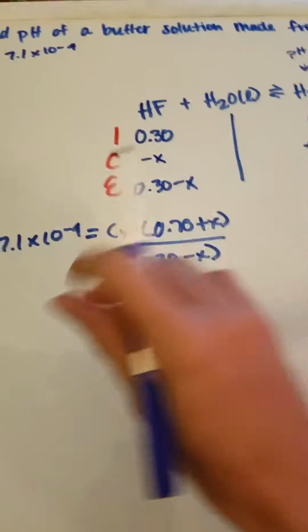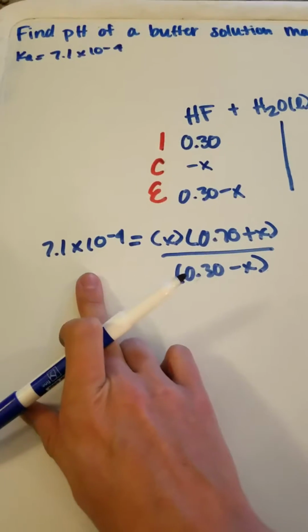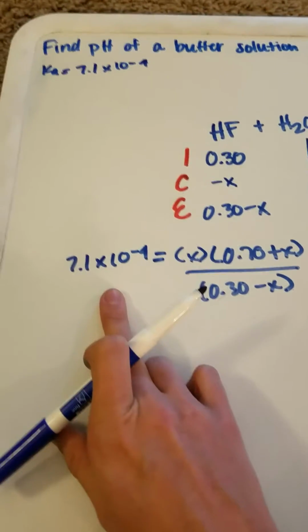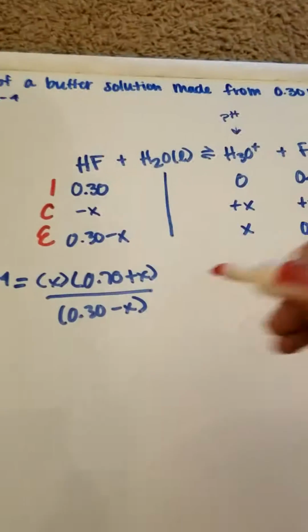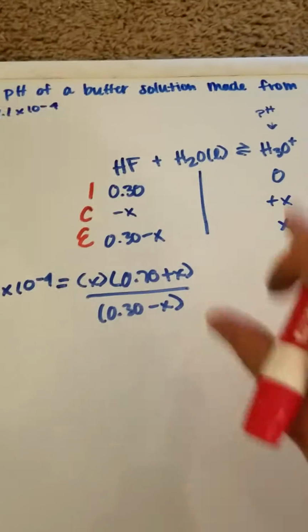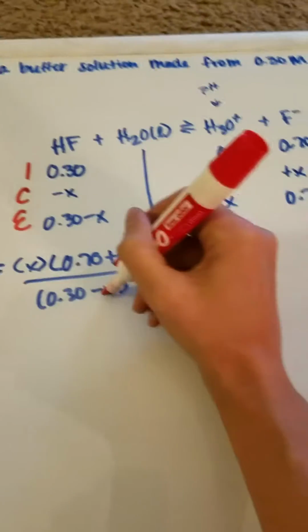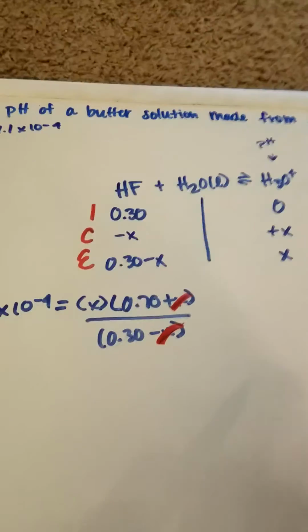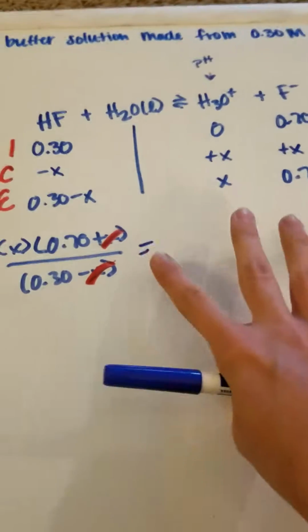So if our Ka is pretty small, I mean that's a pretty small number, 0.00071, I think that's a pretty small number. So in order to ignore some of the rules of math, we are going to say that this x doesn't count and this x doesn't count either. So we're just going to continue on without those, which brings us to something that's a lot easier to solve.